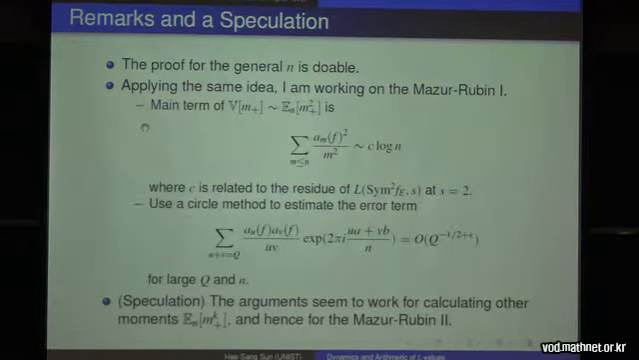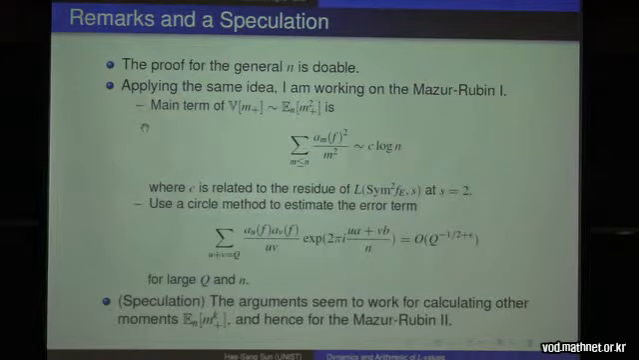Okay, so let me give some remarks on the proof. The proof for general n is doable, I guess. It's only my laziness not to do that. I guess it's not that hard to show that.